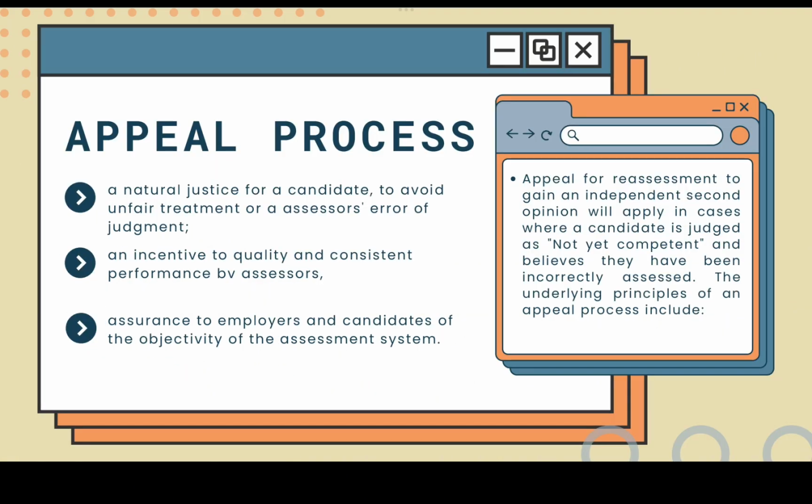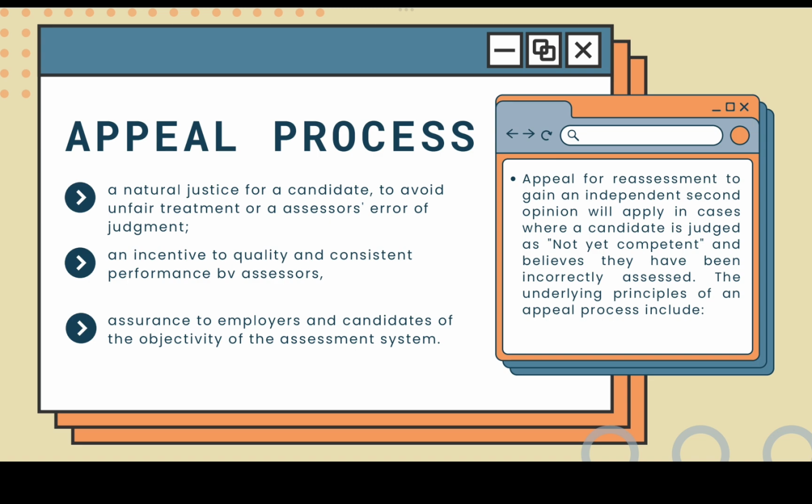Next slide, appeal process. Appeal for reassessment to gain an independent second opinion will apply in a case where a candidate is judged as not yet competent and believes they have been incorrectly assessed. The underlying principles of an appeal process include, so dito sa appeal process, kapag ang candidate ay na-judge as not yet competent at alam naman nila na mali yung result ng assessment, pwede sila mag-reassessment.